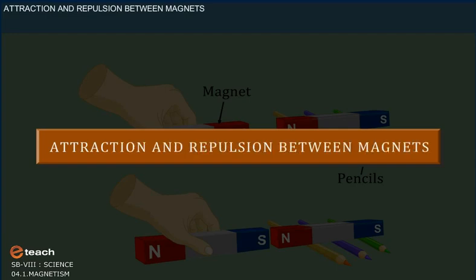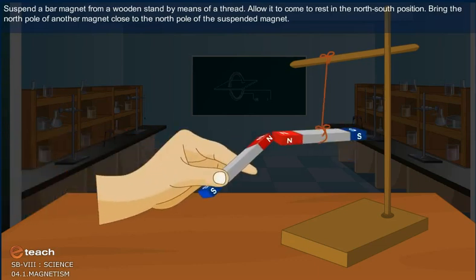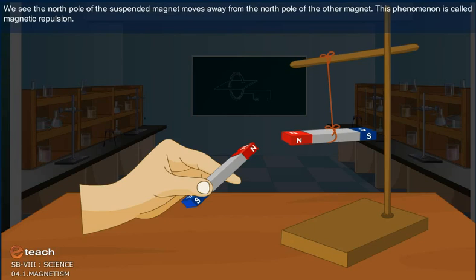Learning object number 4. Standard 8th State Board. Suspend a bar magnet from a wooden stand by means of a thread. Allow it to come to rest in the north-south position. Bring the north pole of another magnet close to the north pole of the suspended magnet. We see that the north pole of the suspended magnet moves away from the north pole of the other magnet.